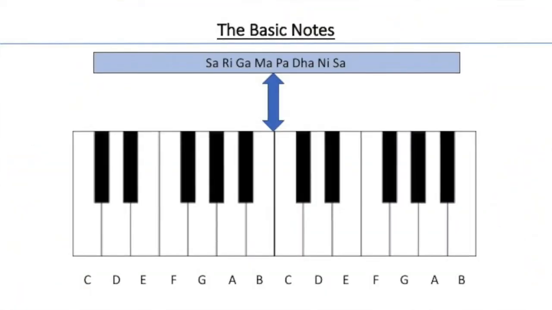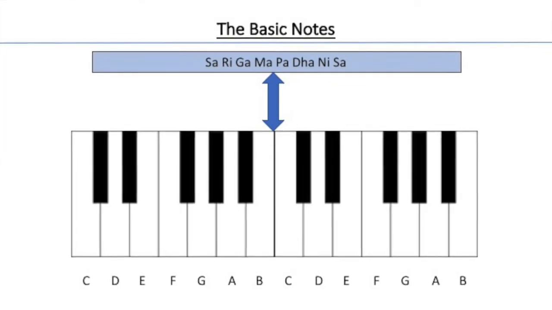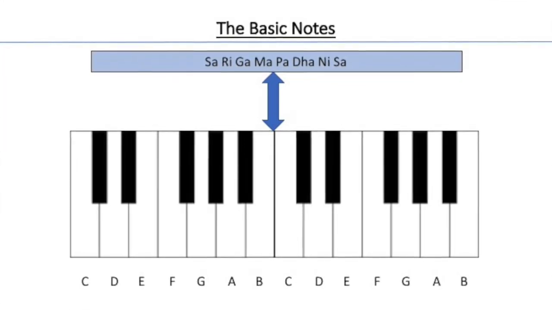Saregama Padani, sa ni da pa ma ga re sa. Those are the basic notes of Indian classical music and Western music. Finally, Ragam Naina, it's a specific combination of the notes that we talked about. And now I'm going to stick to Saregama, and this is about Indian classical music. Okay, so a specific combination of notes.